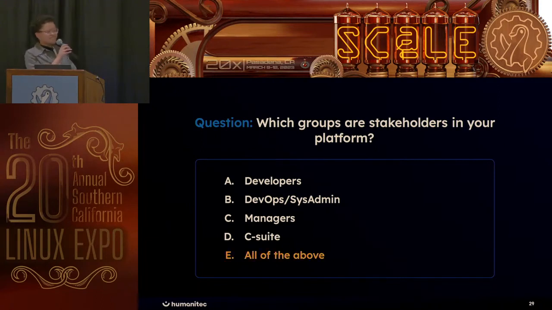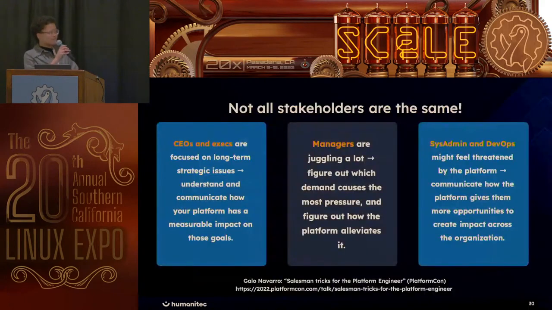Y'all are smart. It is, in fact, all of the above. The important part to keep in mind is that while all of these people are stakeholders in your platform, they don't all think the same and they don't all have the same priorities. So Gallo Navarro had an amazing platform talk called Salesman Tricks for the Platform Engineer, and he pulls out 3 different types of stakeholder groups and 3 differences that they might have in terms of what they're focusing on and how you can market your platform to them in an effective way.